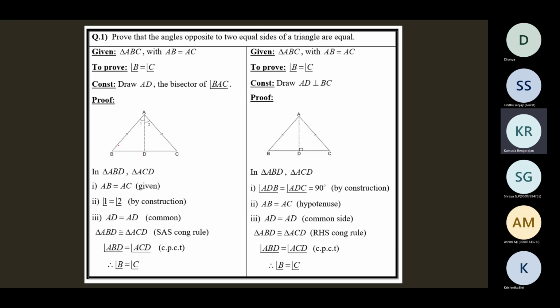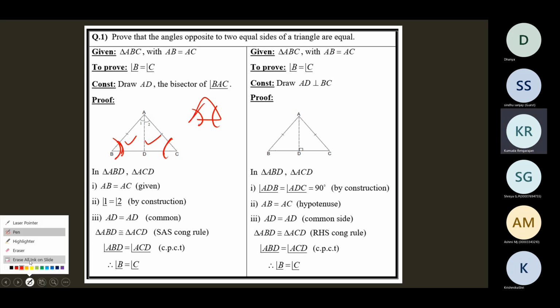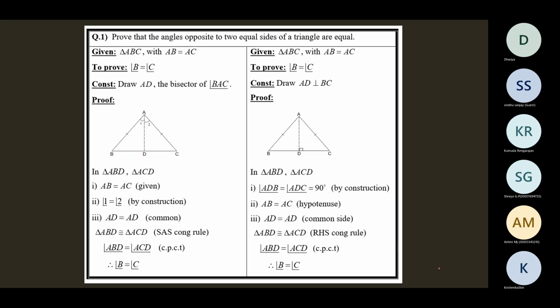So by CPCT, this angle of this triangle is equal to this angle of this triangle. Which means angle B is equal to angle C. So we have proved that angle B is equal to angle C.